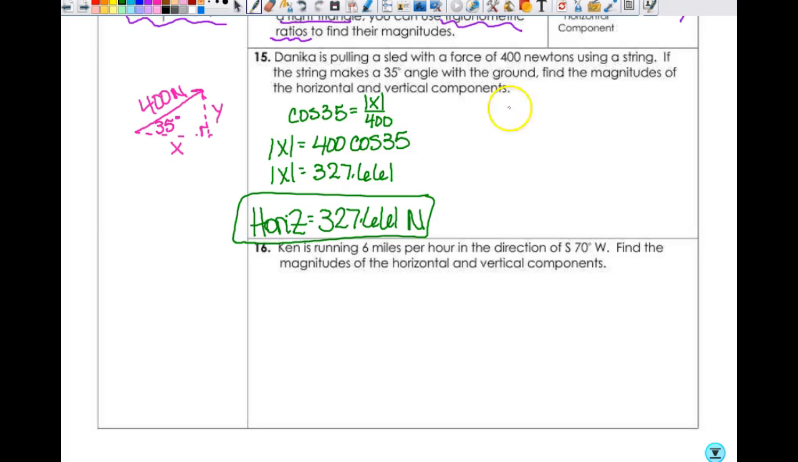Then we've got to find the vertical one. That's y. So that would be the sine of 35 is equal to the absolute value of y over 400. So the absolute value of y is equal to 400 times the sine of 35. And you can go from there.